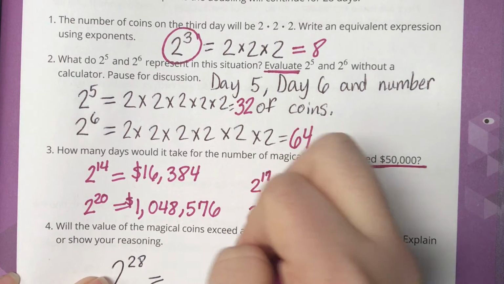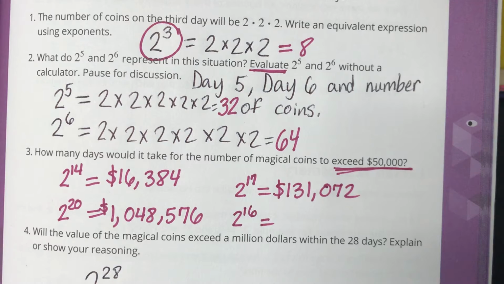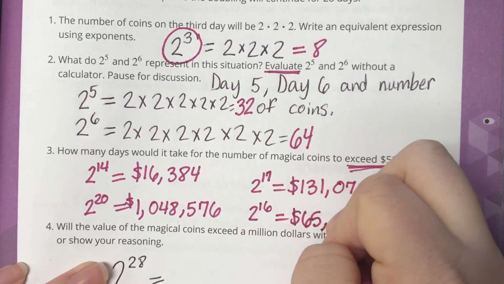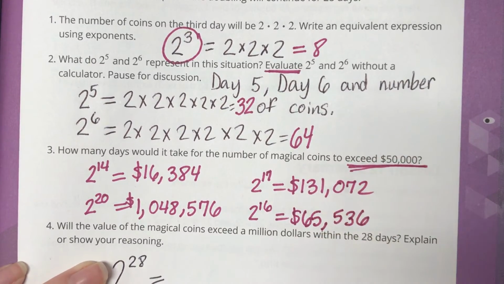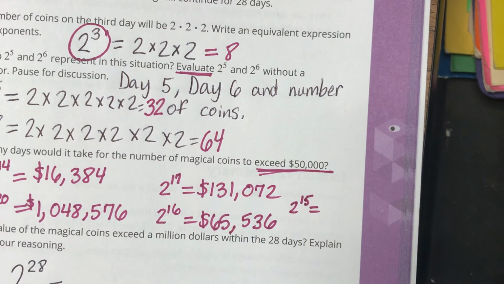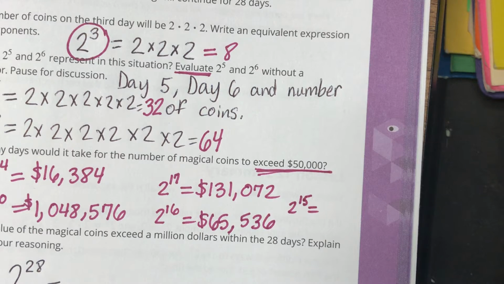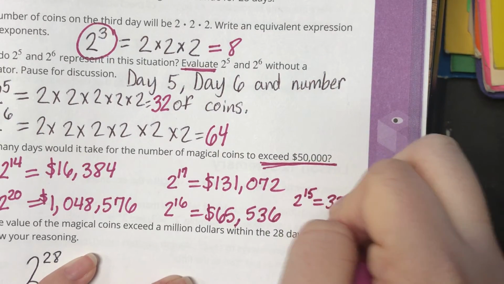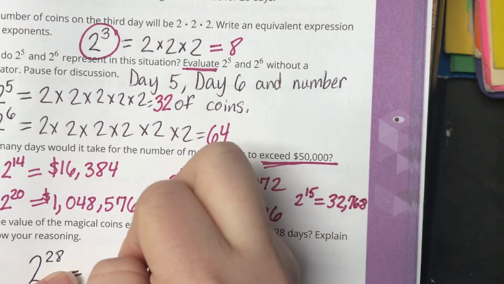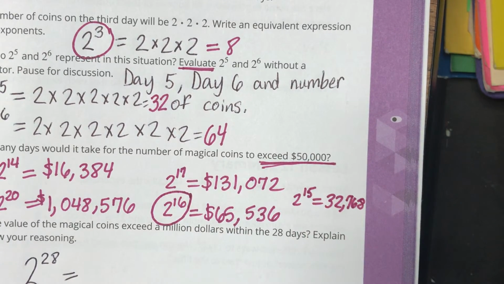So let's try 2 to the 16th. So 65,536. And just to make sure, we want to try 2 to the 15th to make sure that doesn't go over. So 2 to the 15th is 32,768. So we know that after the 16th day, we will exceed 50,000.